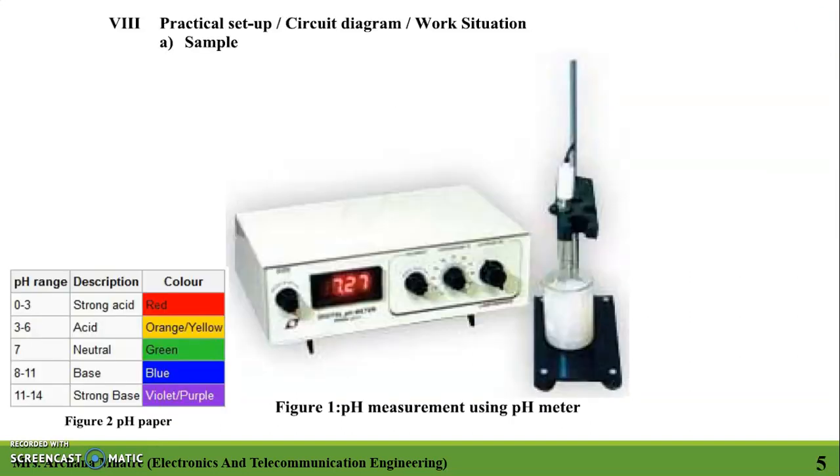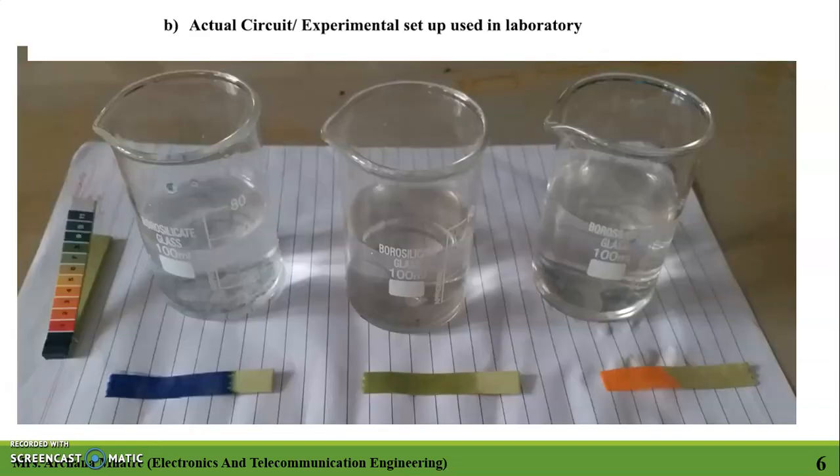Now this is the practical setup for the pH meter. In this diagram you can see the pH meter. This is the electrode which is directly dipped into the solution, and according to that, the pH value of the solution is displayed on this display. Now by using the pH paper, we can decide the type of solution by observing the color. When the green color of the paper occurs, then the solution is neutral. When blue color is there, then the solution is a base solution, and when the orange color is there, then the solution is an acidic solution.